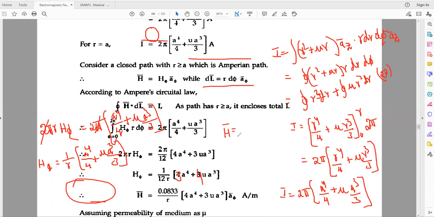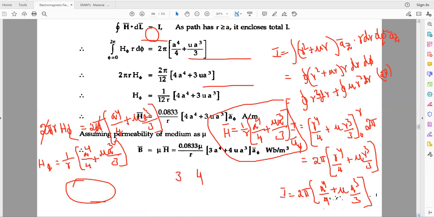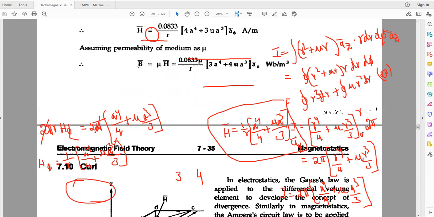What is the H phi? It is 1 by R into, I'm directly writing it without taking the LCM, mu A cube by 3 into A phi bar. H bar is in ampere per meter, and assume that mu is the permeability. B bar we got is mu into H bar, so I can multiply that function. B is in Weber per meter square as magnetic flux density, and H in ampere per meter is the magnetic field. Got it, my dear students?